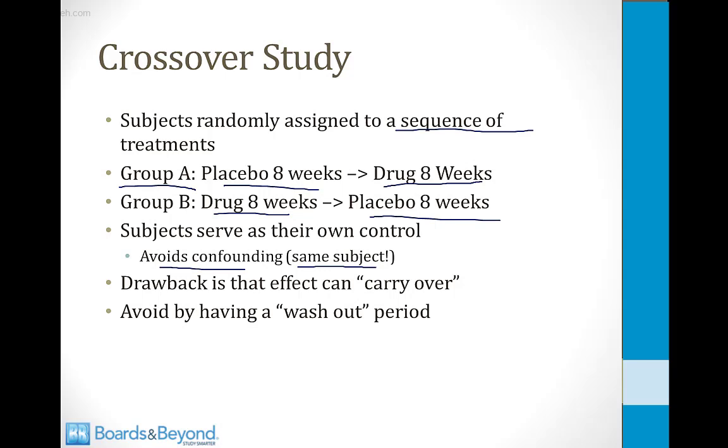One drawback of these studies is that the effect can carry over. So for example, Group B that got the drug for 8 weeks can cross over to the placebo group, but the drug effects can continue. One way they avoid this is by having something called a washout period, where they delay before starting the second phase to make sure any effects of the drug wear off.